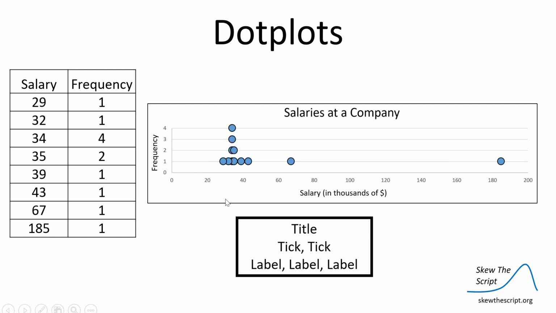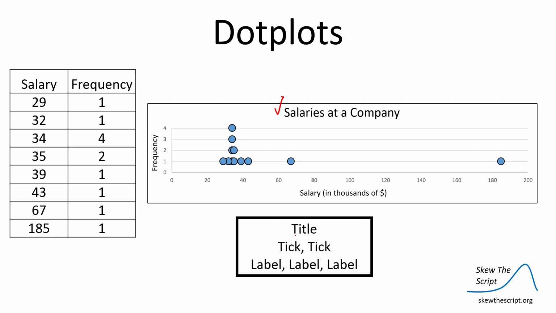Every time you're labeling, remember that we need to go title, tick, tick, label, label, label. All that this does is keep you accountable, especially when you're answering FRQs, to have all the information that College Board is looking for. So we always want a title. The title here is salaries at a company.